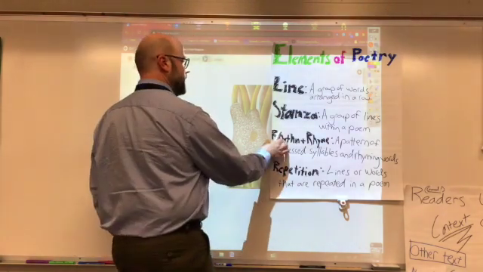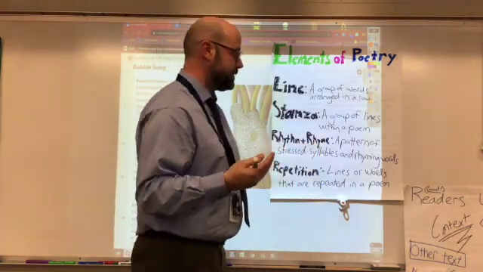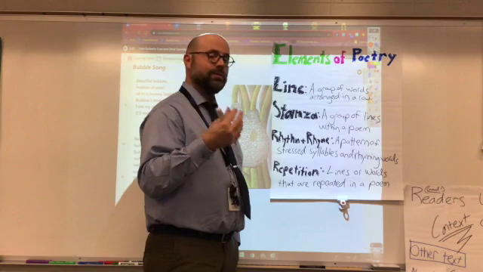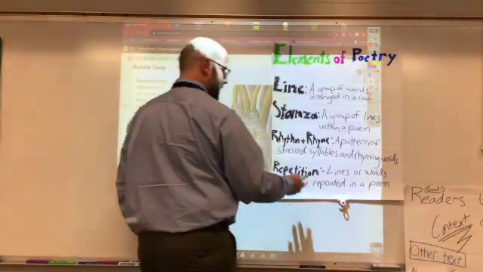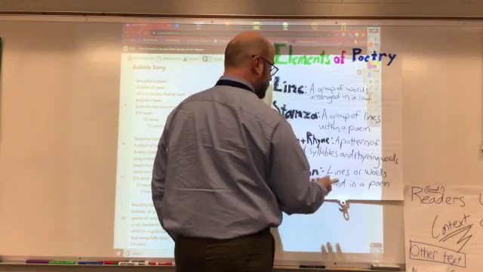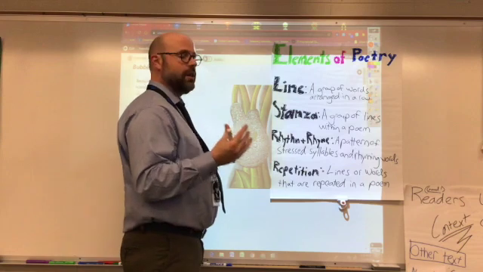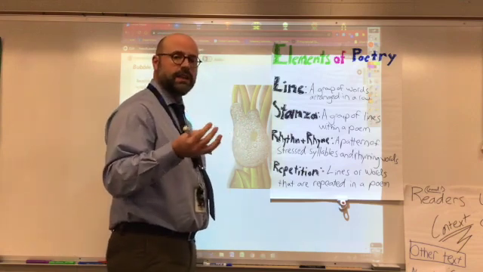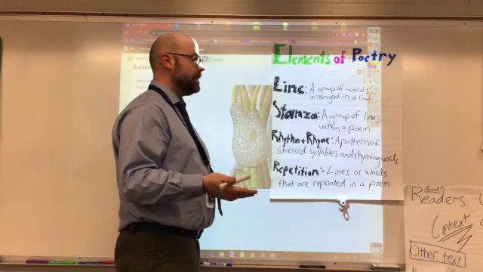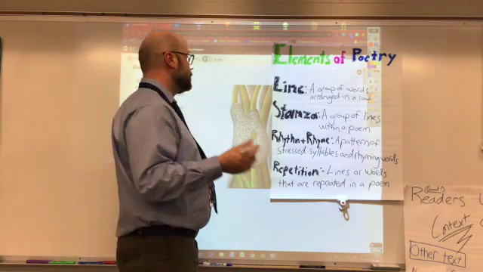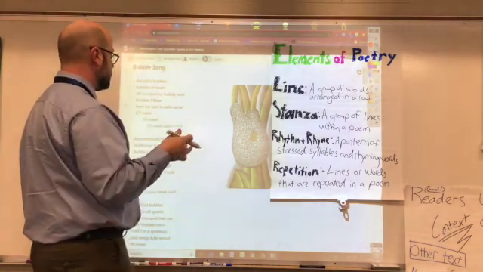Rhythm and rhyme. A pattern of stressed syllables, that's rhythm, and rhyming words. And then repetition. Lines or words that are repeated in a poem. These are all core key elements of poetry. And what I want to do today is go over them using the poetry that we have in our My View book, this chapter.